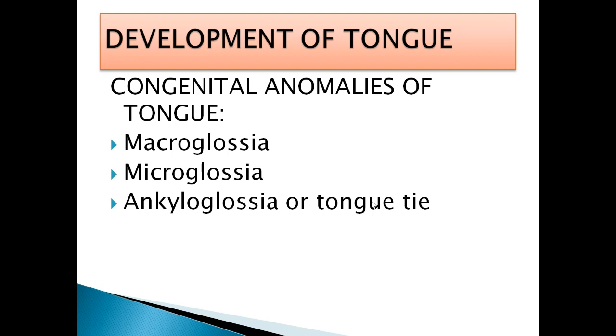Aglossia, this is caused by the complete agenesis of the tongue rudiments. Sometimes maybe the hemiglossia, that may be caused by the suppression of one of the lingual swellings. Bifid tongue may be present. The anterior part of the tongue may split into two parts, caused by the failure of fusion of the two lingual swellings.